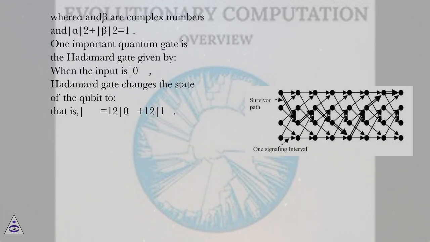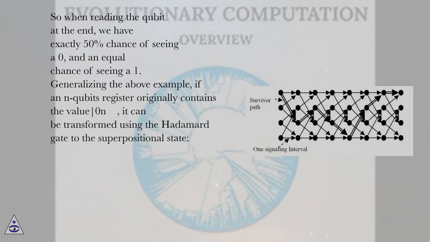One important quantum gate is the Hadamard gate. When the input is |0>, the Hadamard gate changes the state of the qubit to |phi> = 1/√2 |0> + 1/√2 |1>. So when reading the qubit at the end, we have exactly a 50% chance of seeing a 0, and an equal chance of seeing a 1.